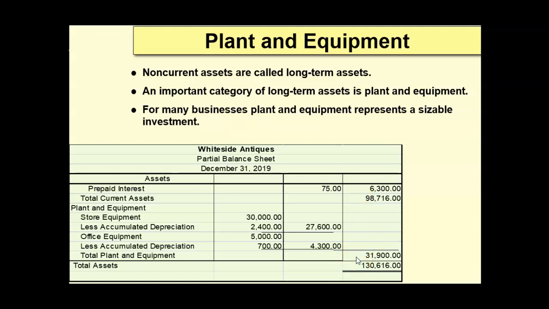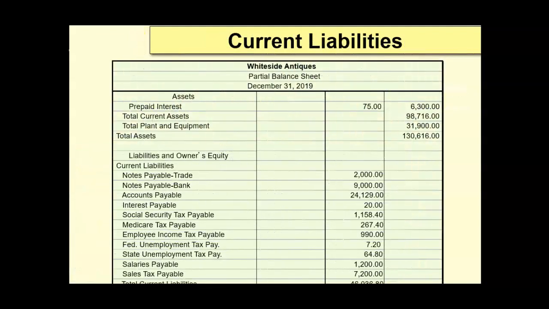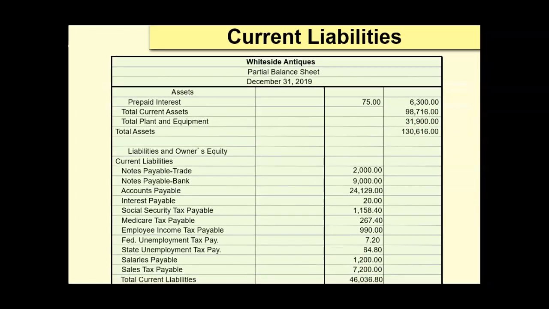To get your total assets, we'll add the total of our current assets and our plant and equipment assets together to get total assets of $130,616. Okay? So we have a partial balance sheet. This section is showing the total of the assets section. We'll now move on to the section known as current liabilities.